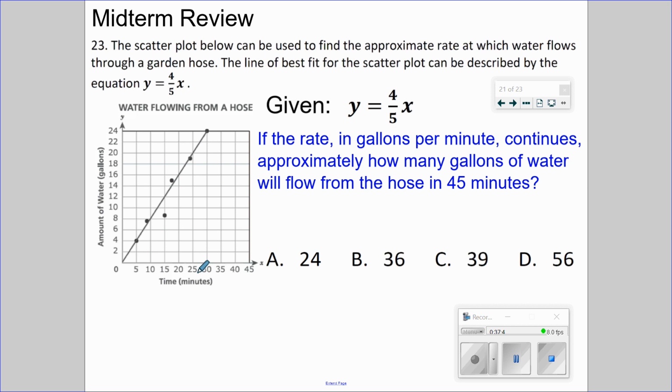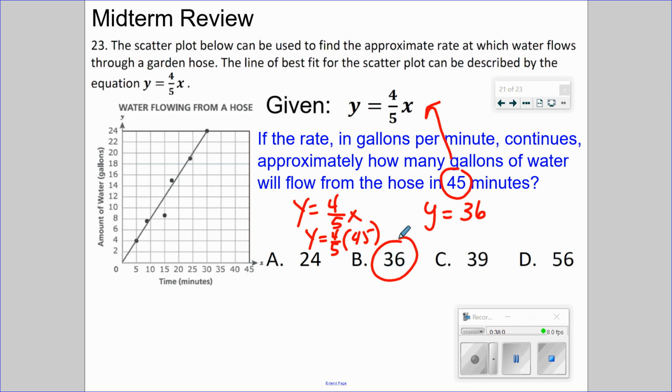You can go up to 45 minutes, but as you go up to y, it doesn't extend. So this is when you have to substitute the 45 into the formula or the equation. Y equals 4/5 x. So now I do y equals 4/5 times 45, and y gives you 36. So that is the answer. It would be 36 gallons.